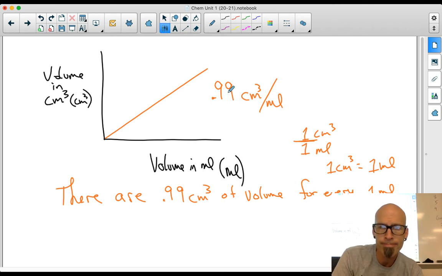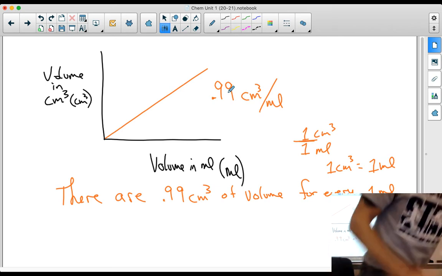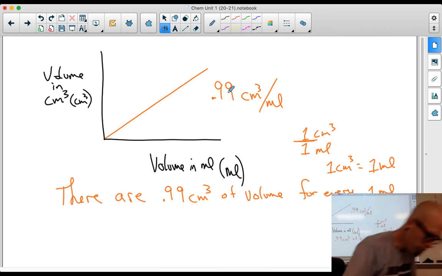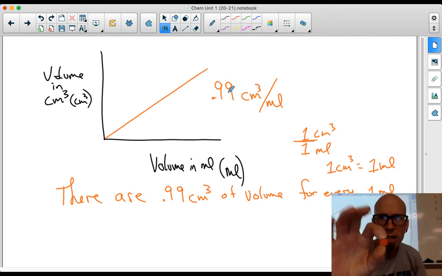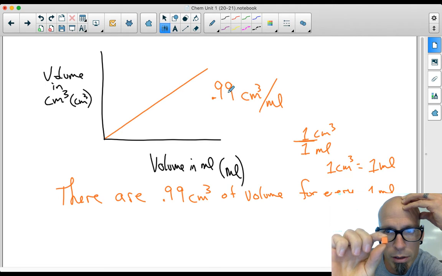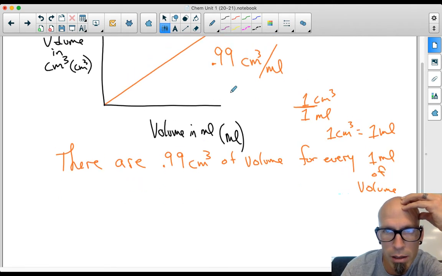Now, think about this. In class, I think I had told you or showed you, and if you weren't here, you didn't see this. This right here, this little tiny orange thing, that is 1 cubic centimeter. It is a centimeter by a centimeter by a centimeter. So that is the size of 1 centimeter cubed. Hopefully you can see that.